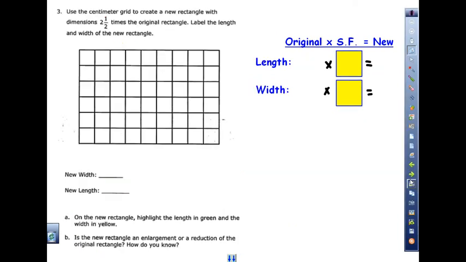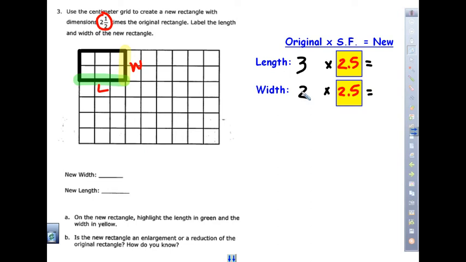Use the centimeter grid to create a new rectangle with dimensions that are 2.5 times the original rectangle. Label the length and the width of the new rectangle. Well, here we go. Here's my original. It had a width of 2 and a length of 3. They want the new one to be 2.5 times the original. I'm going to multiply both the width and the length by 2.5. Well, 2 groups of 2.5 gives you 5. 3 groups of 2.5 gives you what? Yeah, 7.5.